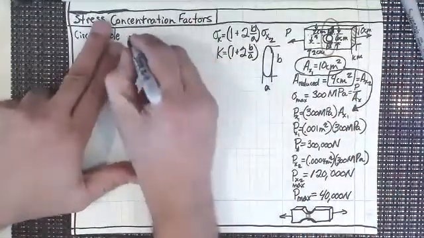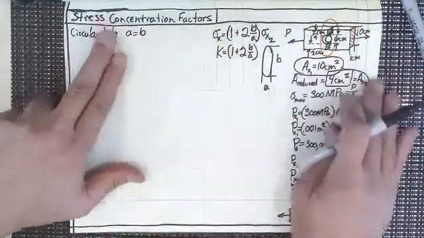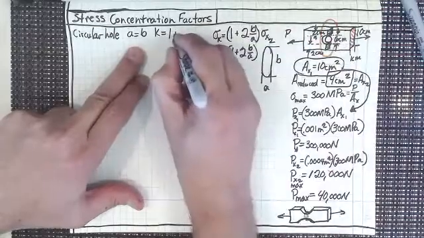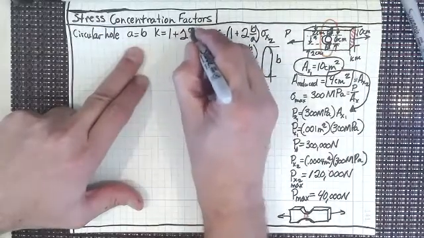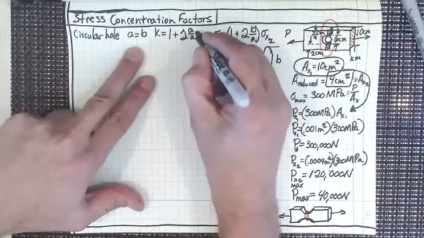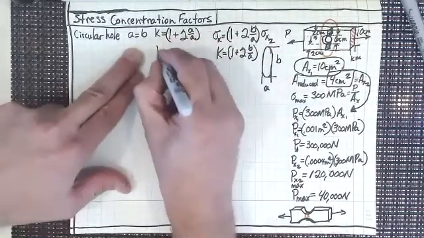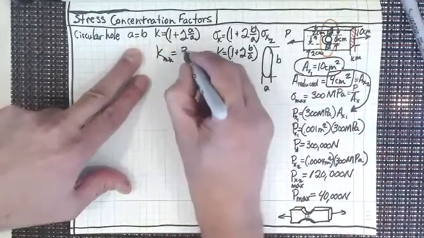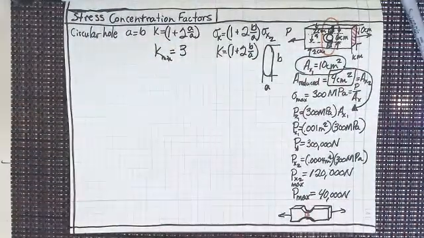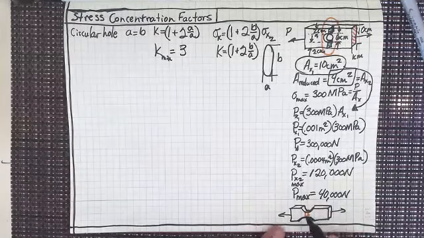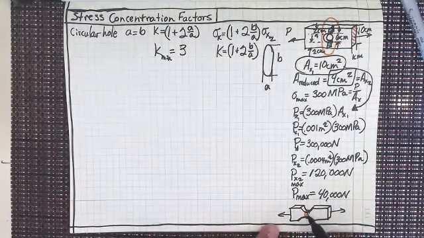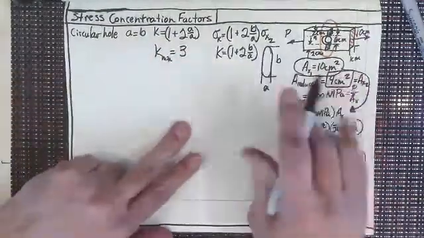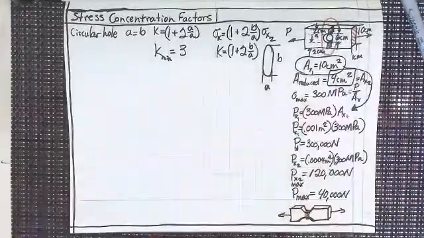Now, a circular hole, a equals b, right? So K is going to equal 1 plus 2a over a, or b over b, or whatever you want to do. So K minimum, the minimum K you're going to have at a discontinuity is 3. Does everyone see that and understand it? I still have to use the reduced cross-sectional area, and then I still have to reduce it by 3 here, or I have to figure out the stress will be that much higher.